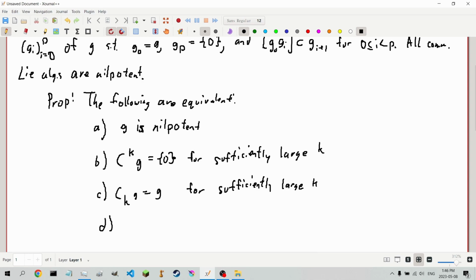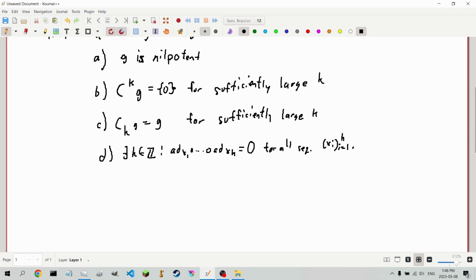There exists an integer k such that the adjoint of x_1 composed with a bunch of other adjoints, all the way up to x_k, is 0 for all sequences x of k elements. So essentially, if you compose k adjoints, you get 0 no matter what they're the adjoints of.